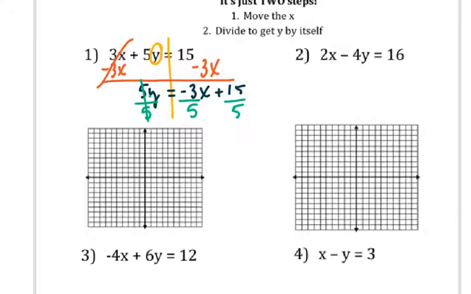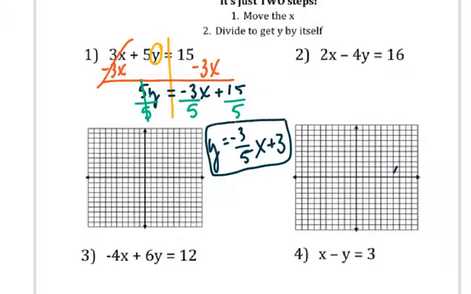So my final answer here is y equals negative 3 over 5, does not reduce, that just stays negative 3 over 5. 15 divided by 5 is the number positive 3. So that is the equation of my line, y equals mx plus b.